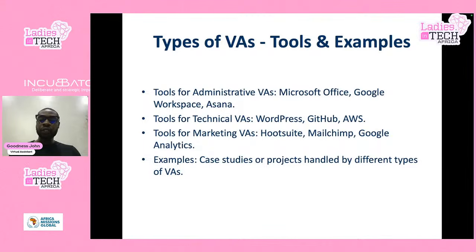Mailchimp now is for, I've forgotten the word, for their email list. Yes, you can help with their email list, and then Google Analytics helps them know where their data is coming from, where their users are coming from. So you're going to be helping them organize that data. And examples we have.